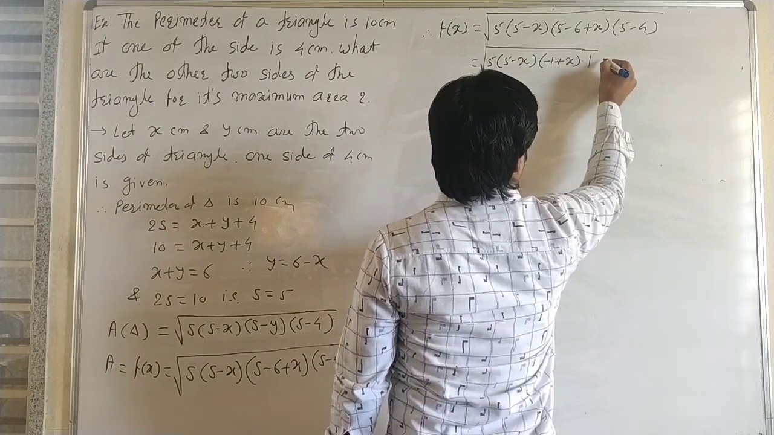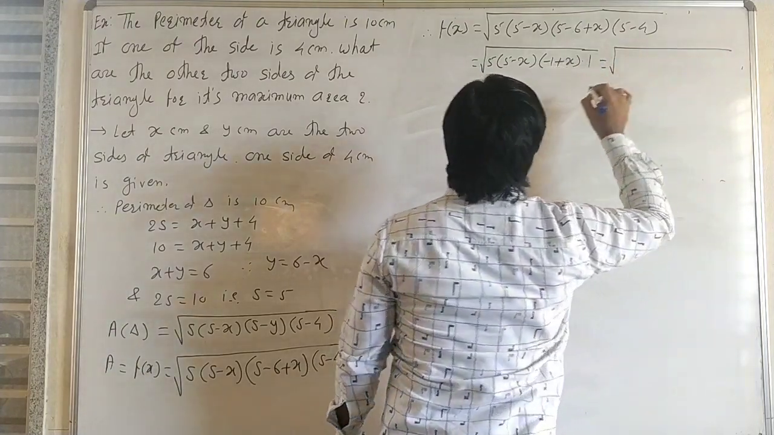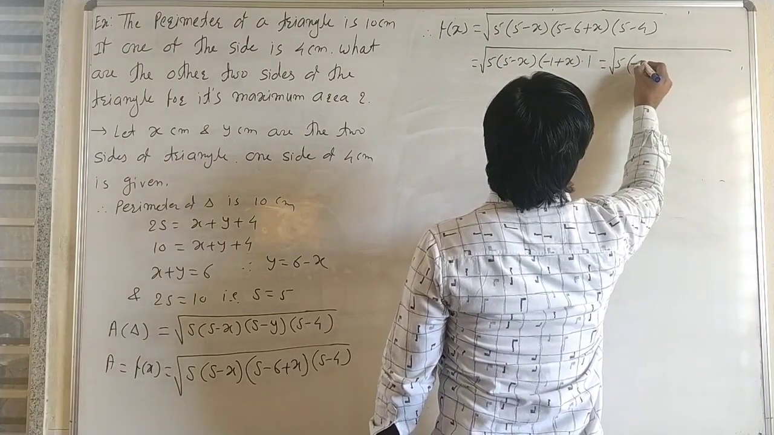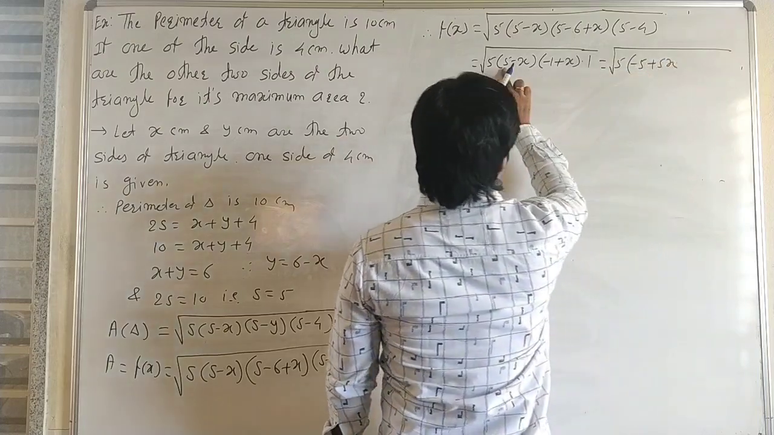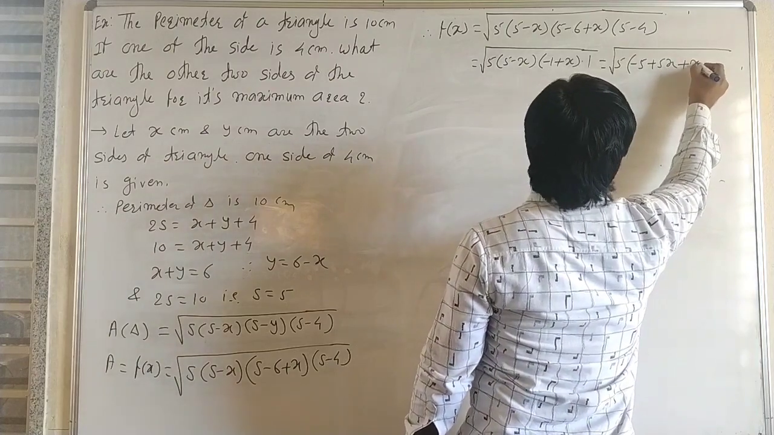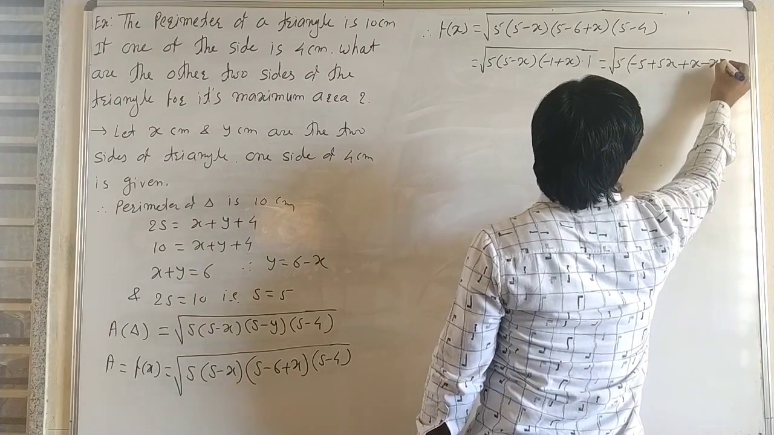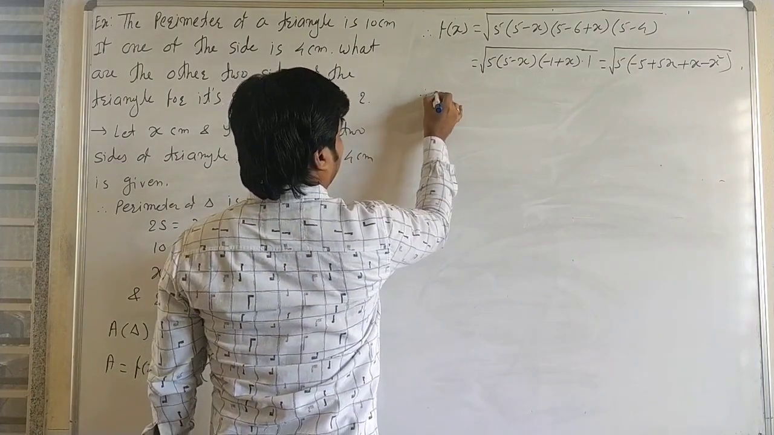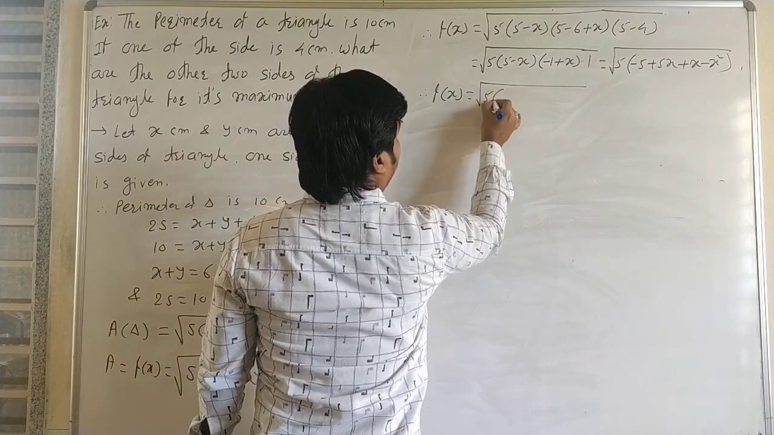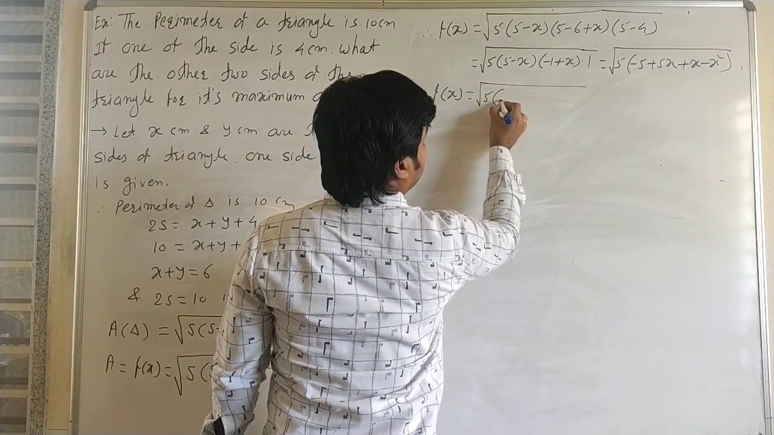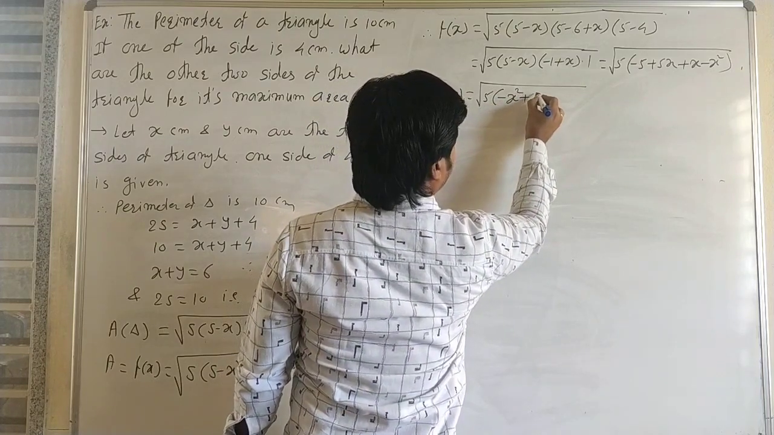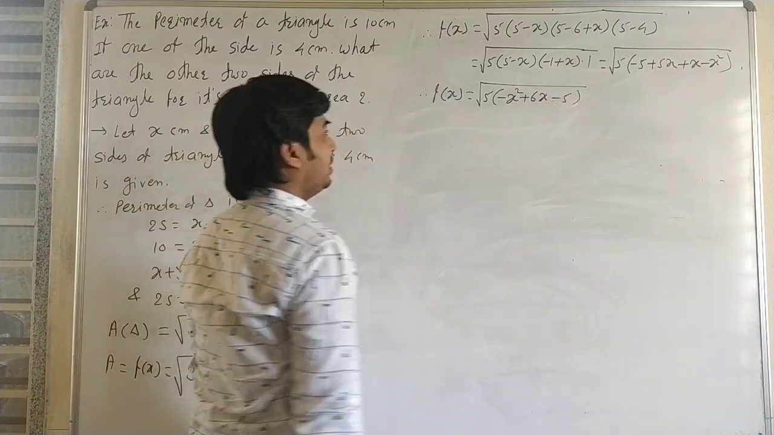Okay, therefore f of x is equal to under root of, take the multiplication, it is 5, and take the multiplication, it is minus 5 plus 5x, multiply by 5, minus 5 plus 5x, after that plus x and minus x square. Okay, therefore f of x is equal to under root of 5 into minus x square plus 6x and minus 5. It is the f of x.